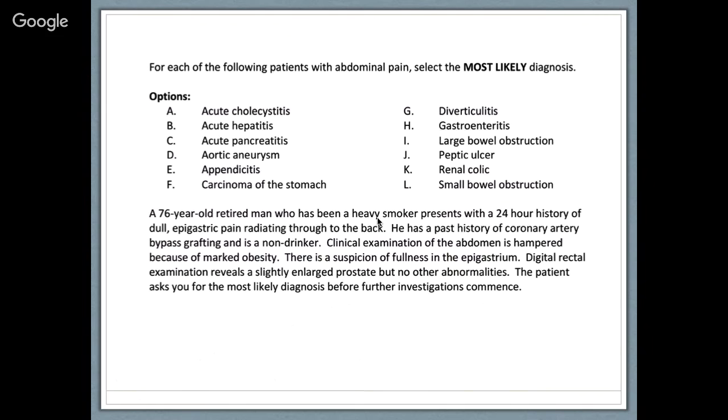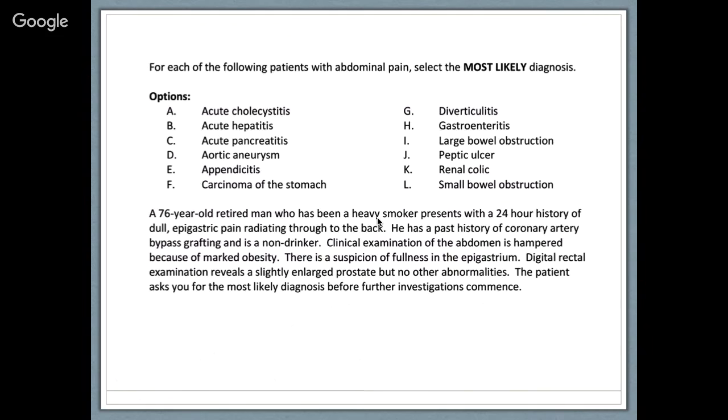Anyone want to take a guess? I'm not actually 100% sure. Small bowel obstruction, okay. I'm not actually 100% sure what the faculty released answer is, but anyone else have a different opinion, not small bowel obstruction? Carcinoma of the stomach. Yeah.